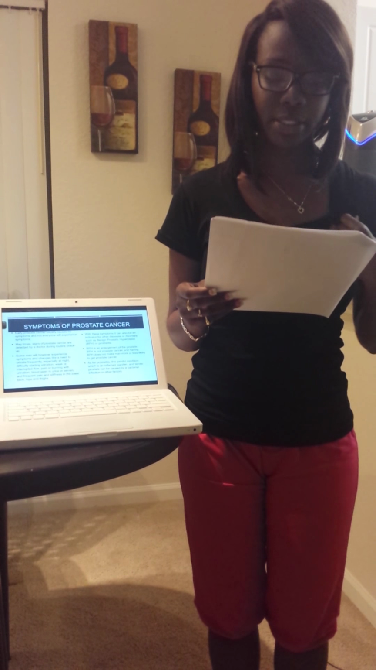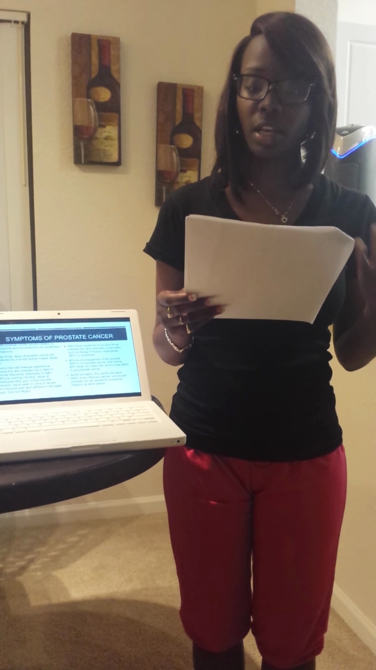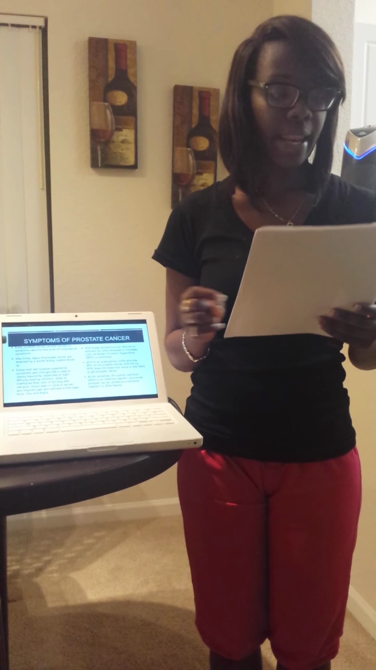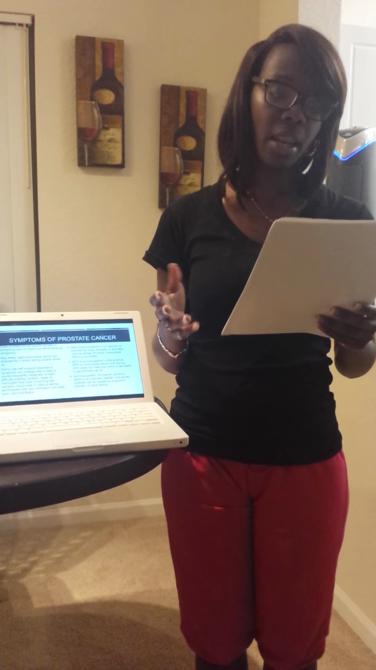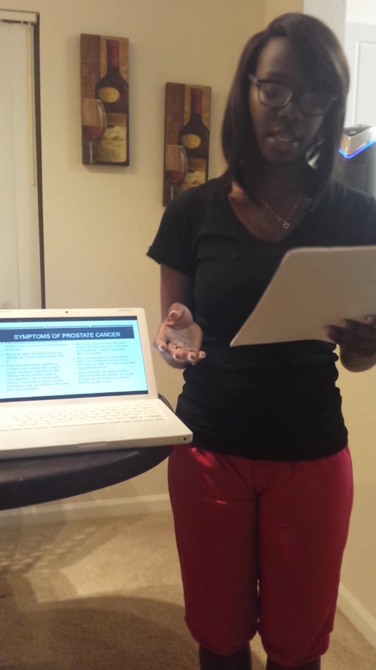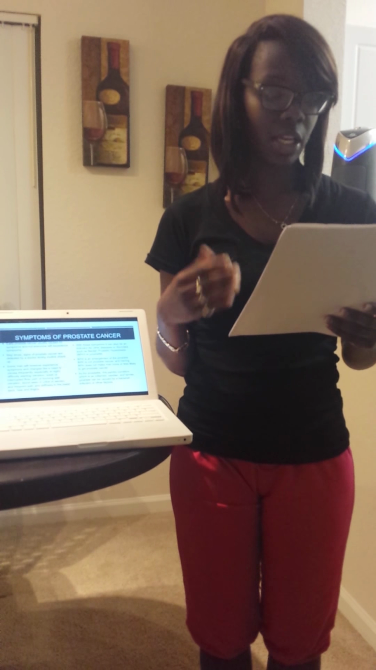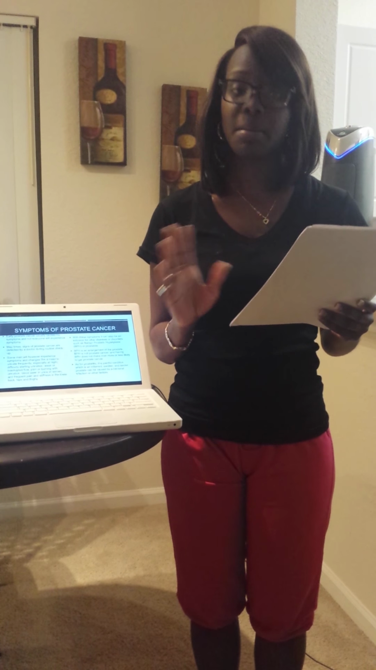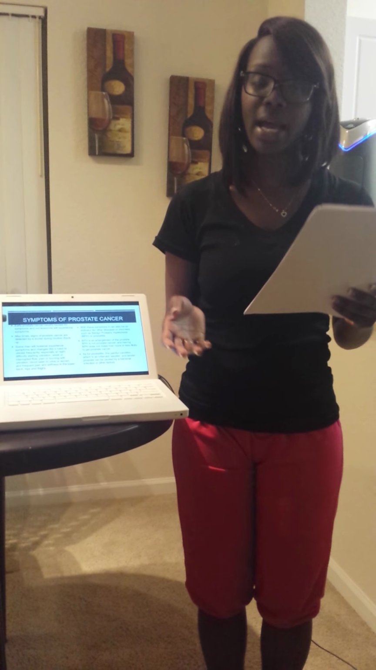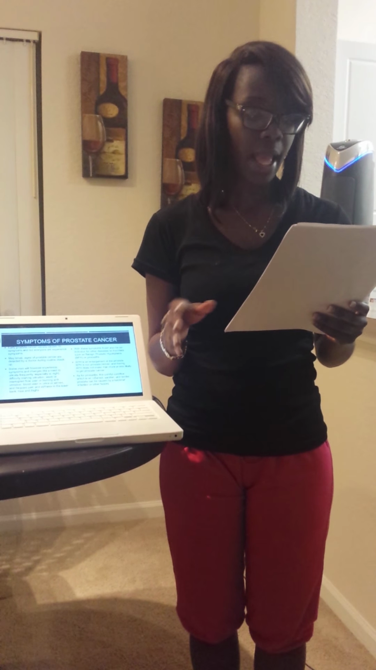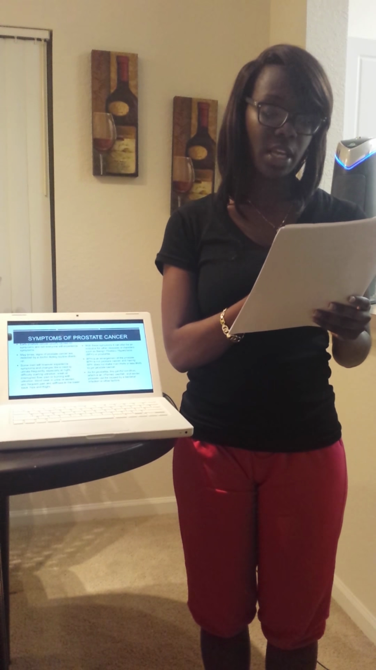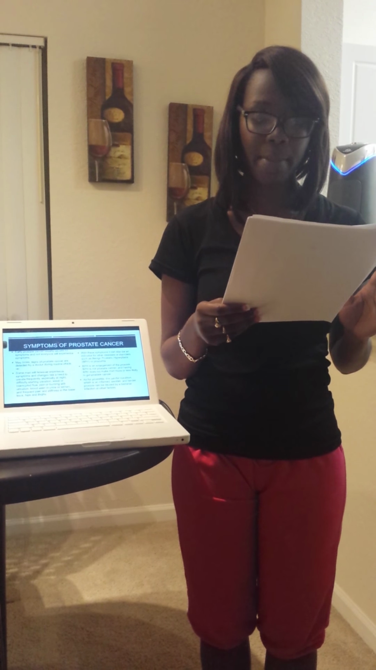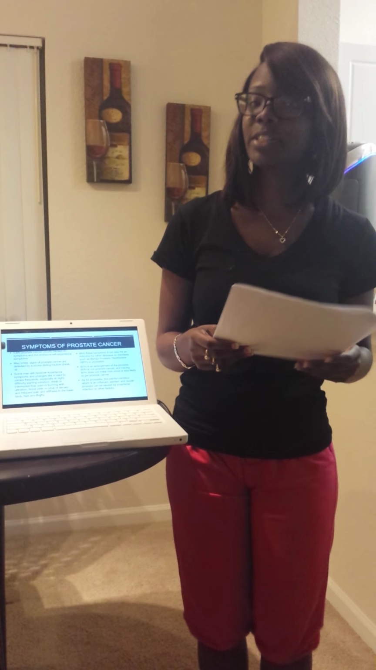BPH, which is benign prostatic hyperplasia, is an enlargement of the prostate. BPH is not prostate cancer, and having BPH doesn't make a man more or less likely to get prostate cancer. By itself, an enlarged prostate most of the time causes no symptoms and sometimes does no harm. As for prostatitis, which is inflammation of the prostate, this painful condition, an inflamed, swollen, and tender prostate, can be caused by a bacterial infection or other factors.